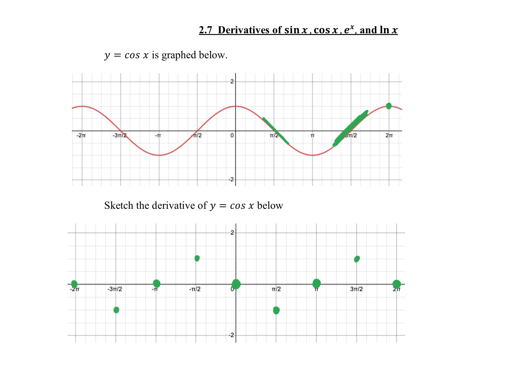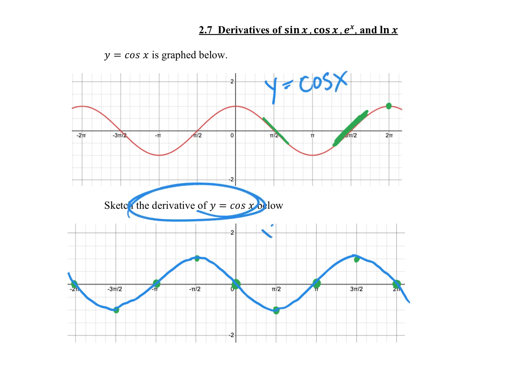Say that again. He said, man, that kind of looks like a sine graph. Is it sine? Sine does start at the origin, but it's reversed. So therefore it's negative sine. If I were you, I'd say this one is y equals cosine, and the derivative of cosine is negative sine.